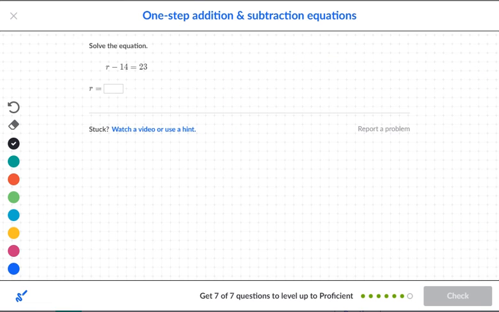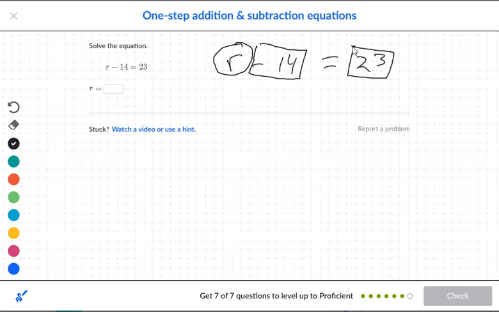Okay, next question. You have r minus 14 is equal to 23. So you want to circle your letters, box your numbers. Remember, you want a circle by itself and a box by itself, or you can have a box by itself and then a circle by itself.